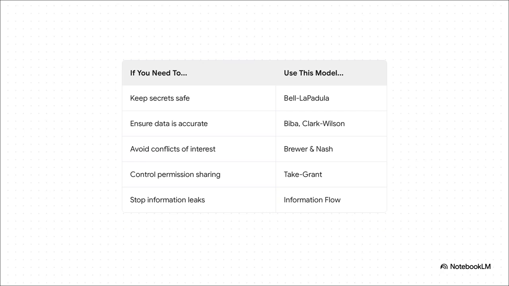And this really gets us to the most important takeaway. There is no single best model. It's all about picking the right tool for the right job. So here's a quick cheat sheet. If you need to keep secrets safe, you're going to use a model like Bell-LaPadula. If you need to make sure your data is accurate and trustworthy, you'll look to Biba or Clark-Wilson. If you have to avoid those conflicts of interest, you use Brewer and Nash. There are others too, for things like controlling permission sharing or stopping information leaks. The point is, each model is a specialized solution for a very specific problem.